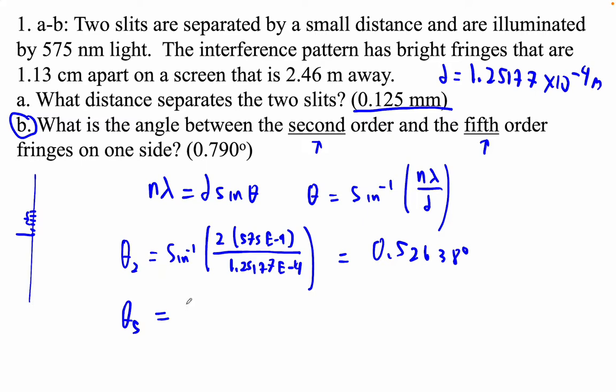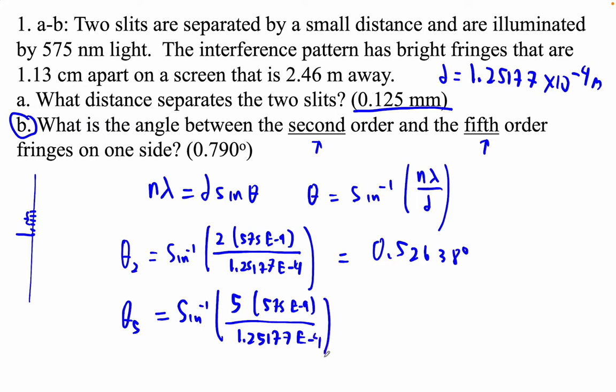It's going to be exactly the same thing, only it's going to be 5 times 575 divided by 1.25177 e minus 4. Okay, so I'm just literally going to go up arrow on my calculator, grab that expression I just made, and I'm going to replace the 2 with a 5. This gives us a whopping 1.31605 degrees.